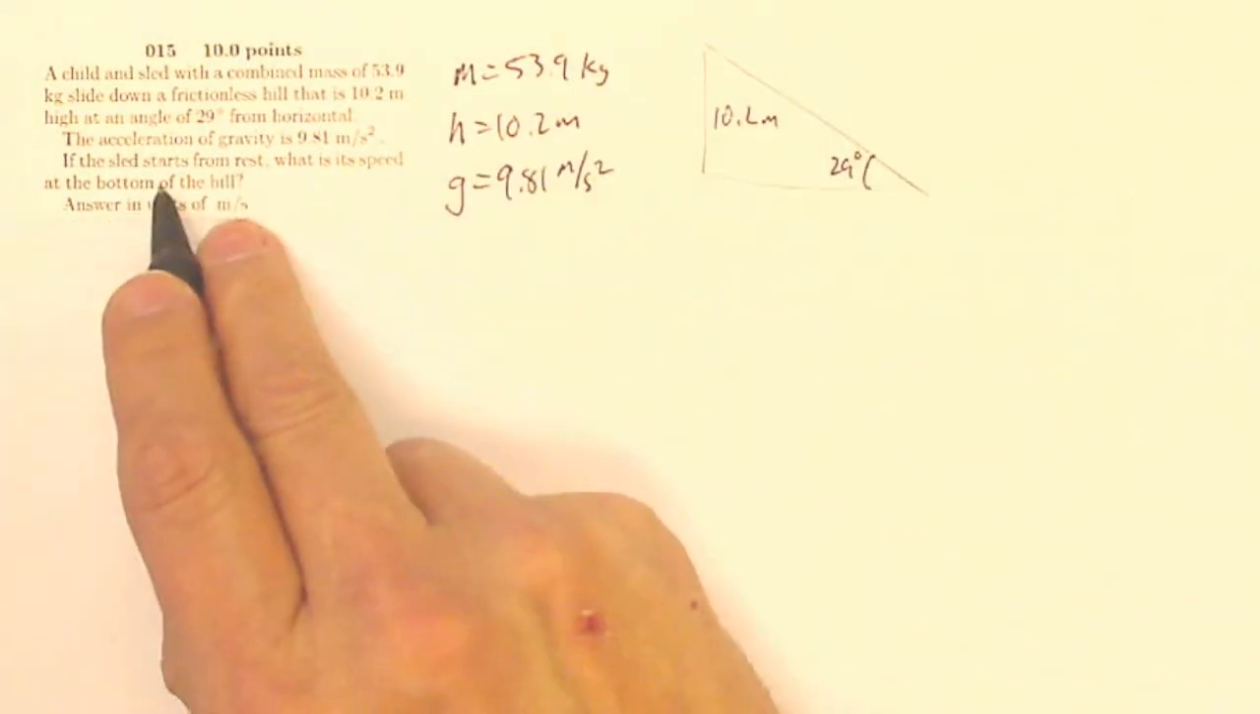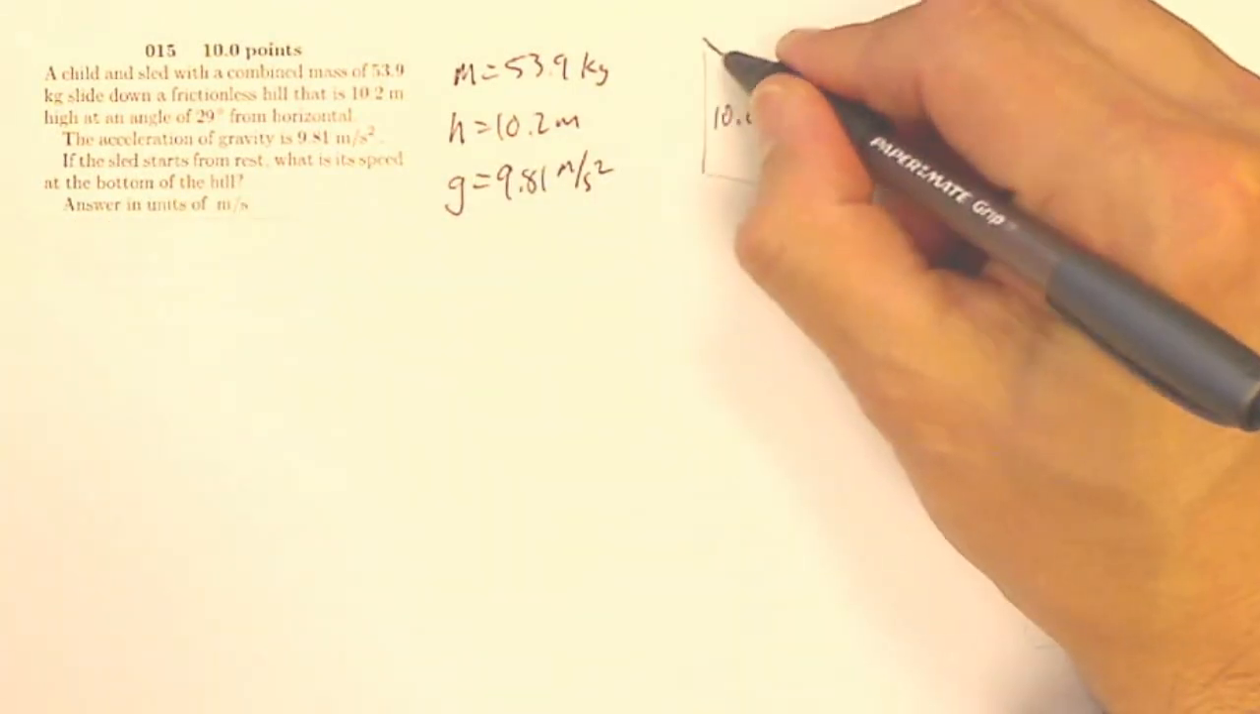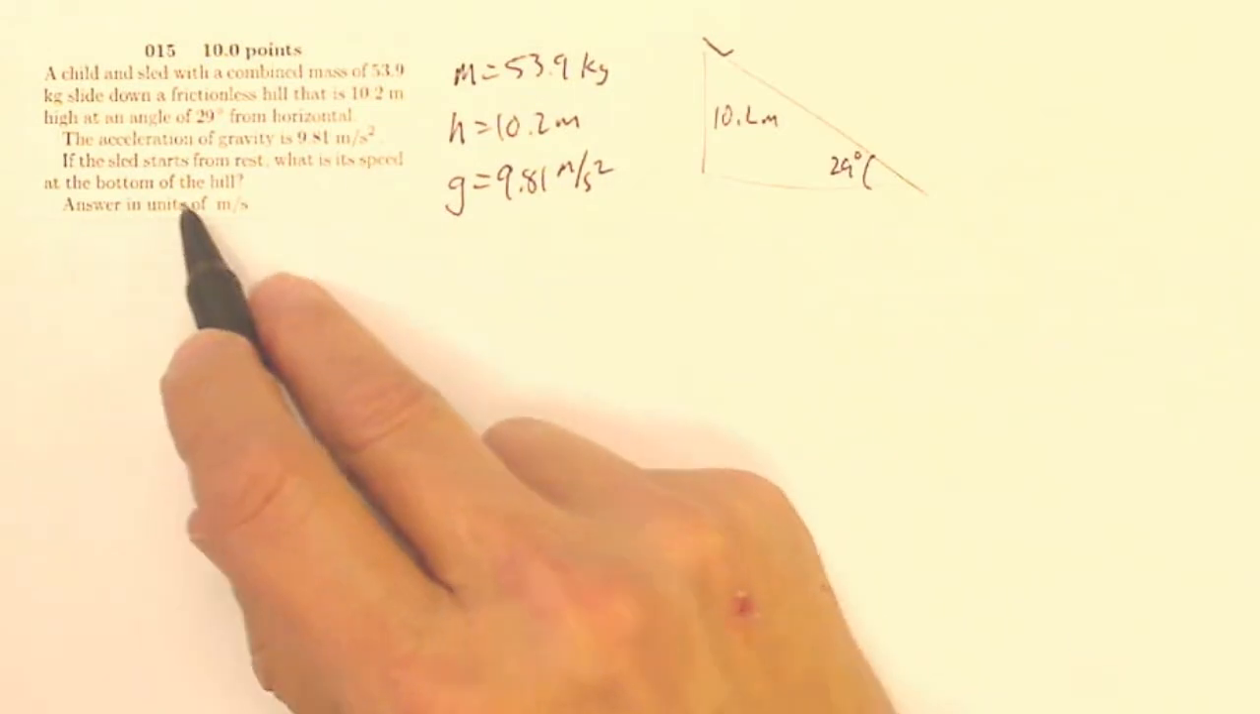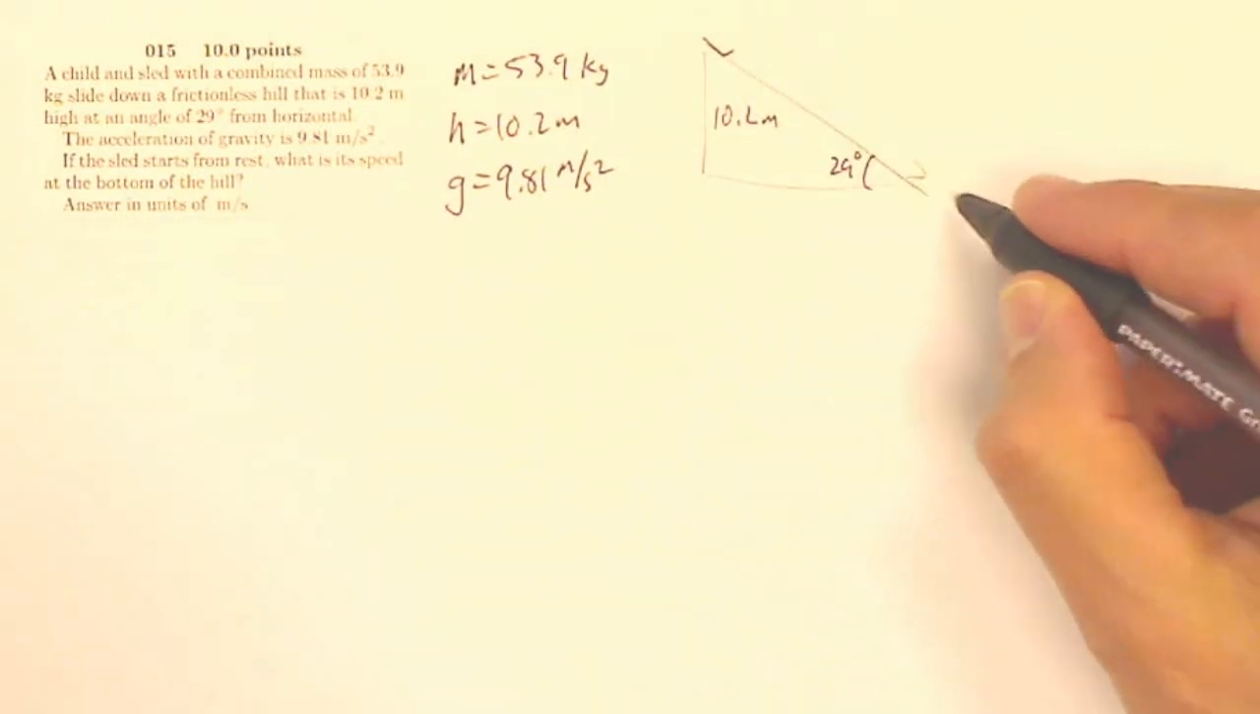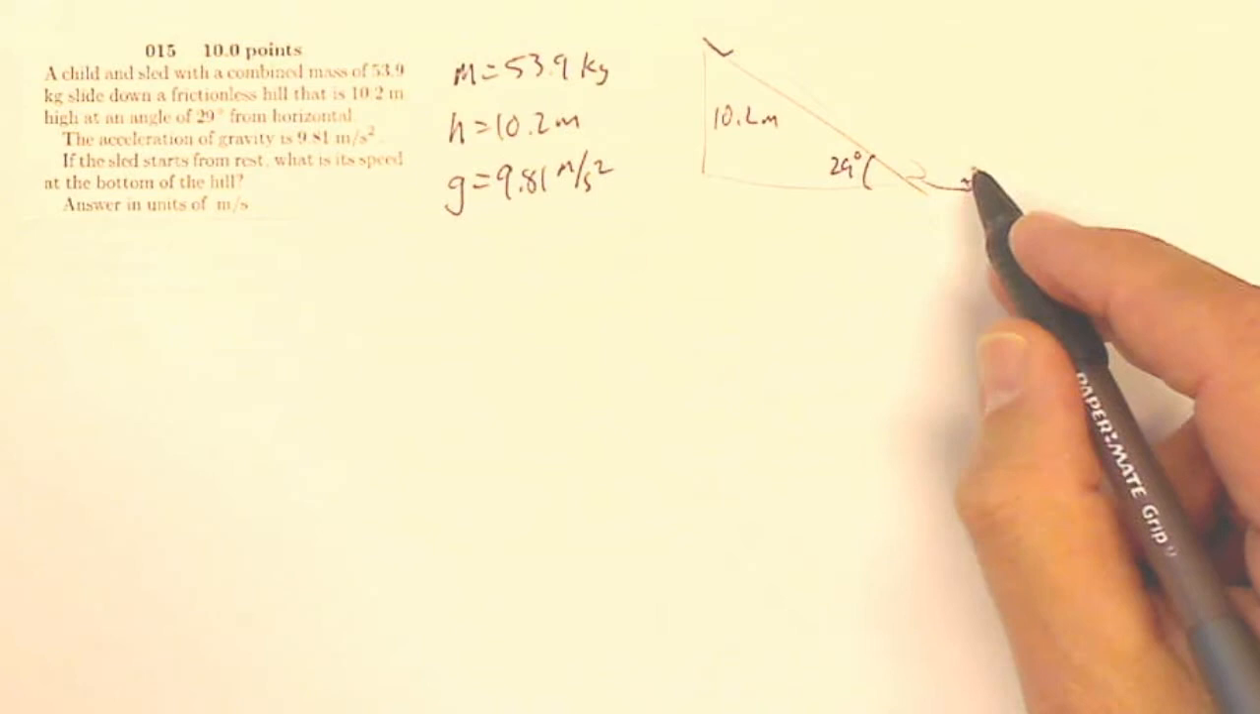squared. If the sled starts from rest, so up here the sled starts from rest, what is its speed at the bottom of the hill? So I'm looking for my speed after it's traveled down here and gotten to the bottom of the hill.